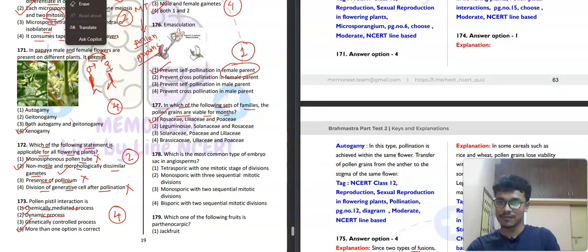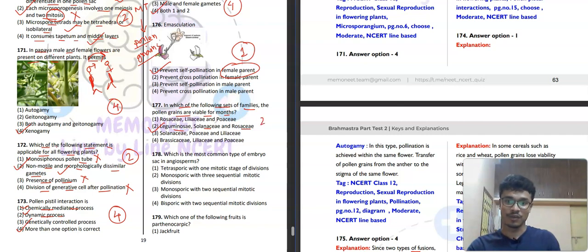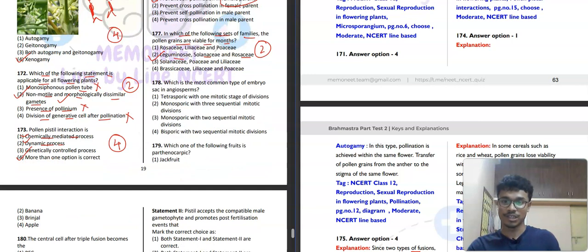Sorry, the first option will not be the correct answer because Liliaceae is here, and Poaceae is also not. For Leguminosae, Solanaceae, and Rosaceae, the viability of pollen grains is for months. The second option will be our correct answer for this question. Now moving towards the next question, 178.